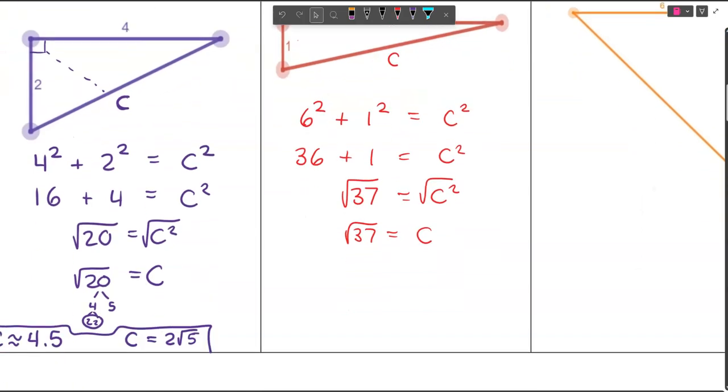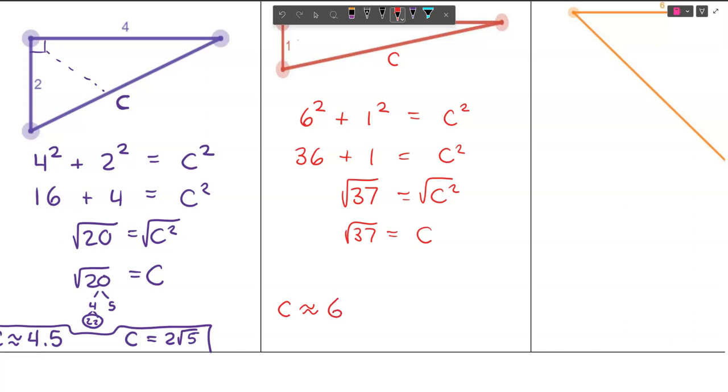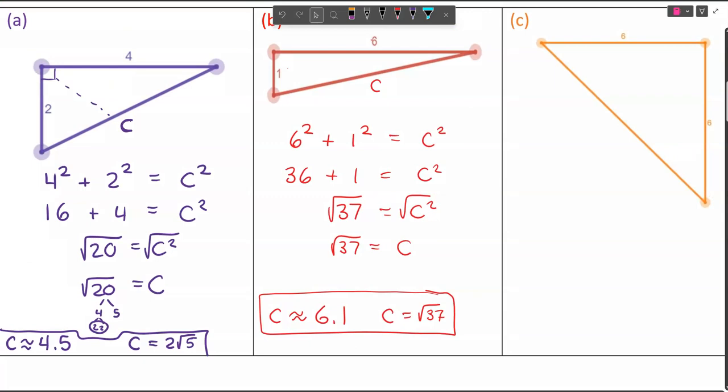Now, if we're going with decimal approximations for this, the square root of 37 is approximately equal to 6.1. 37 does not go into anything. It is considered a prime number. And so this radical will not break down. So the simple radical answer for this one would be the square root of 37.